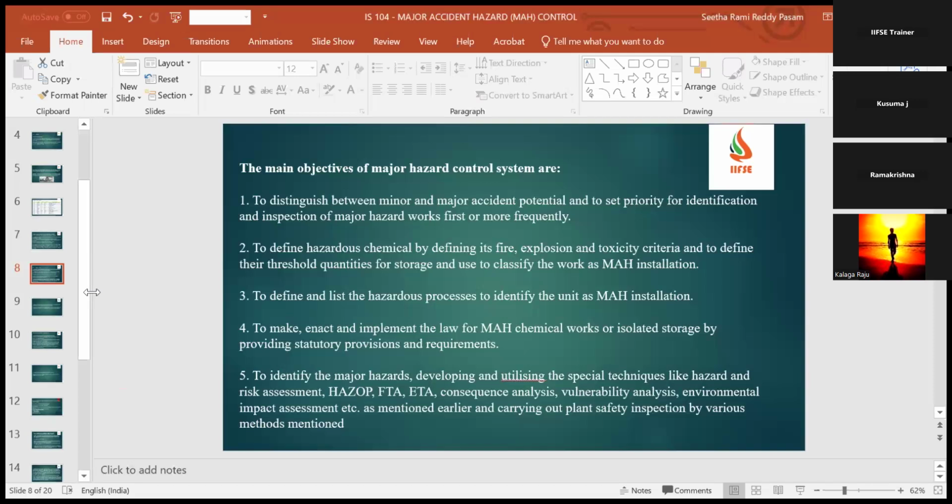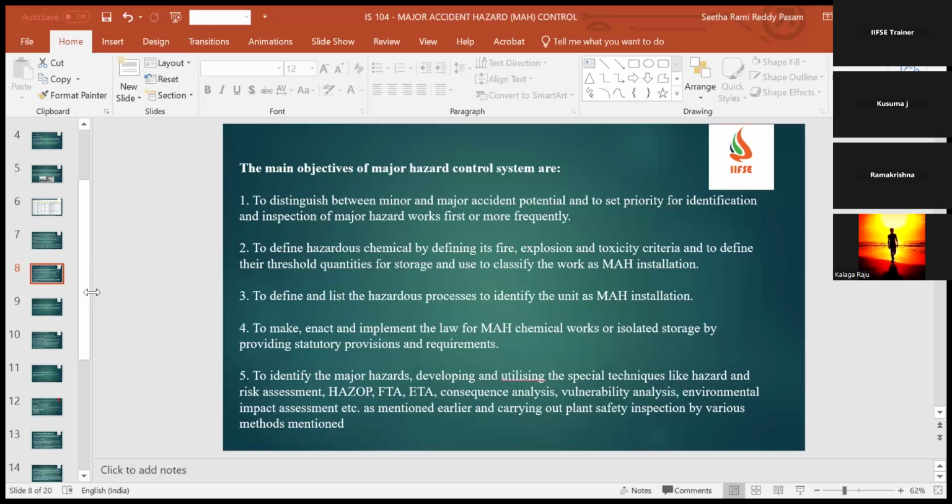To make and implement the law for MAH chemical works or isolated storage by providing statutory provisions and requirements, and to implement some of the legal requirements especially for these installations.